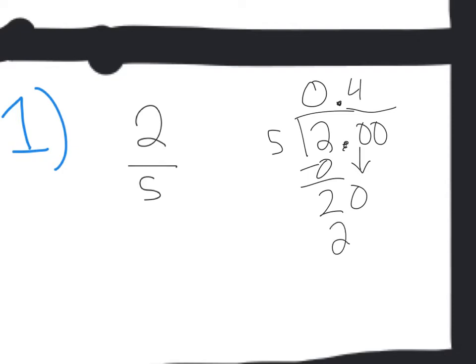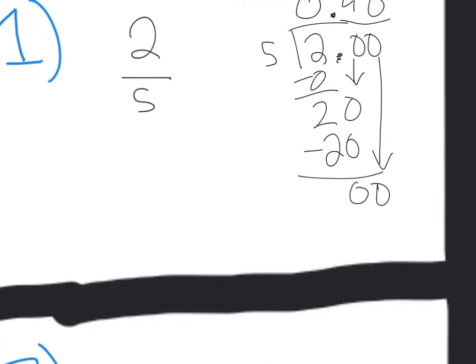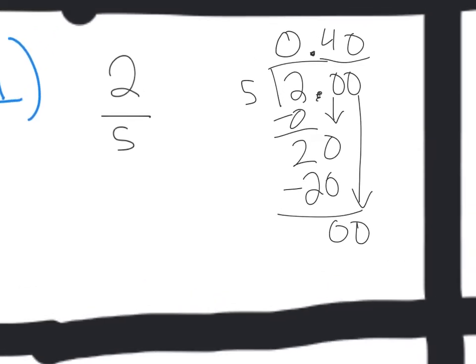4 times 5 makes 20. Subtract it, bring it down. 5 goes into 0 0 times, so we are done. And our answer can simply be written as 0.4. There you go. That's the answer for number 1. Let's go ahead and move right on to number 2.